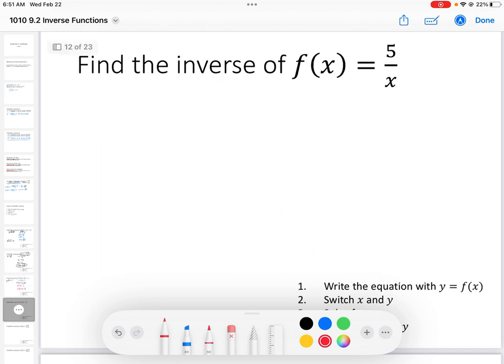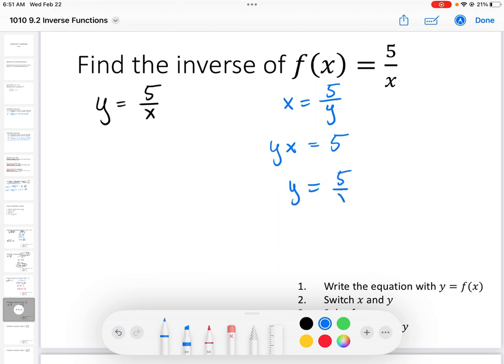If we wanted to find the inverse of this function, this one's actually kind of interesting, because if we rewrite this one and we say y equals 5 over x, and then we switch the x and the y, we end up with x equals 5 over y. And if we want to get y by itself, we should first get it out of the denominator. So I would multiply both sides by y, which gives me y times x equals 5. Then, to get the y by itself, I divide by x, which tells me that y equals 5 over x.